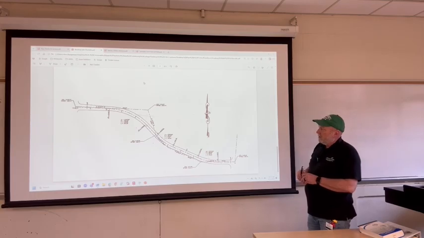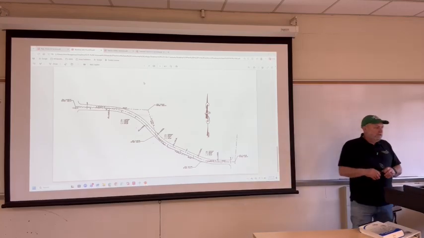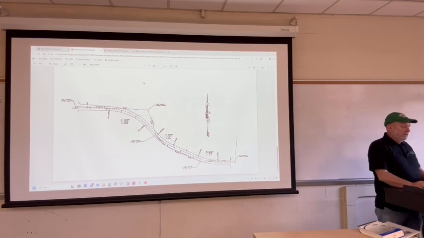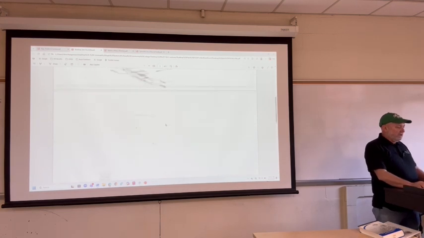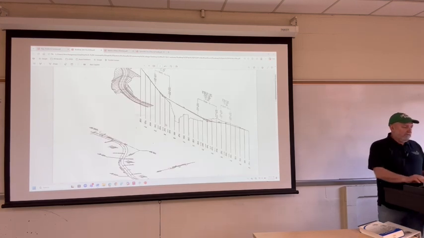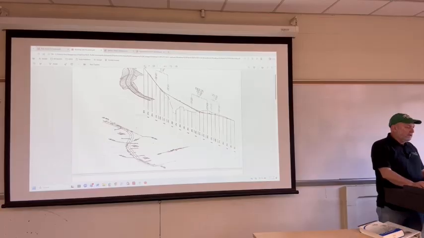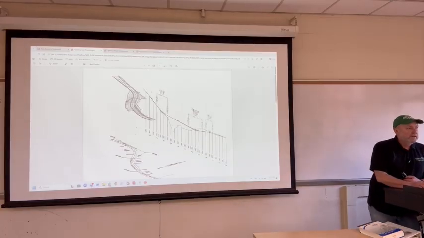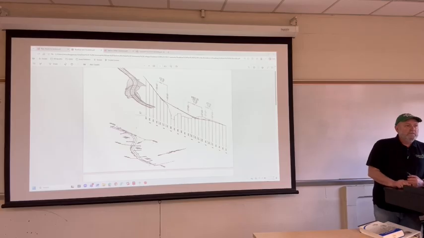Anybody have any questions on any of this so far? Does this kind of help or hurt or make sense? So here's your plan, here's your profile, put them both together. Here's your plan and profile together with an isometric view showing how everything works together. Does that help? Hurt? Make sense?